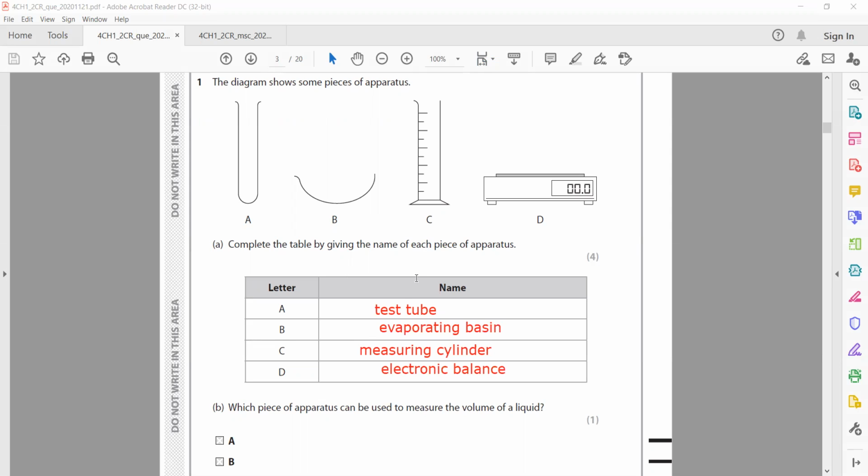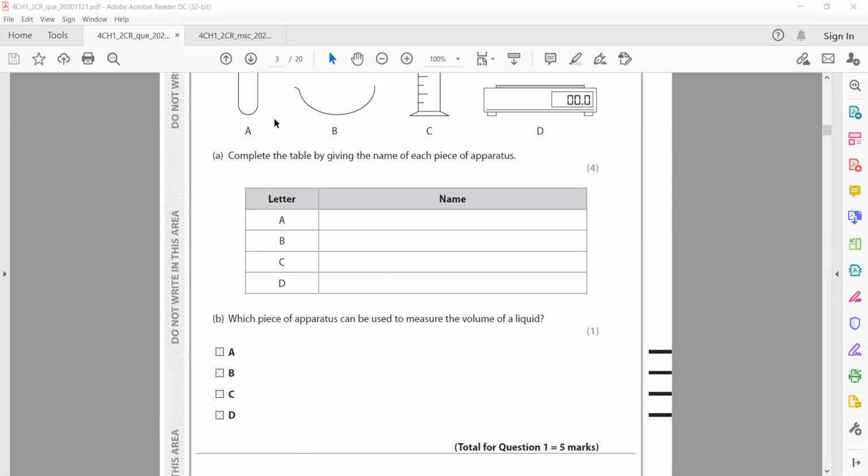Which piece of apparatus can be used to measure the volume of the liquid? So which apparatus can be used to measure the volume of liquid? A measuring cylinder can be used to measure the volume of liquid.